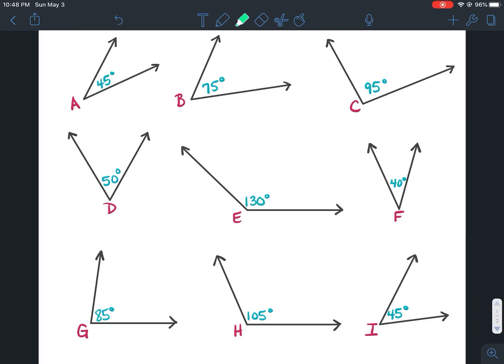Properties of angles, lesson 22 notes. This video is just going to be a short video for extra examples of complementary angles, supplementary angles, and linear pairs. So complementary angles are angles that add up to 90 degrees.